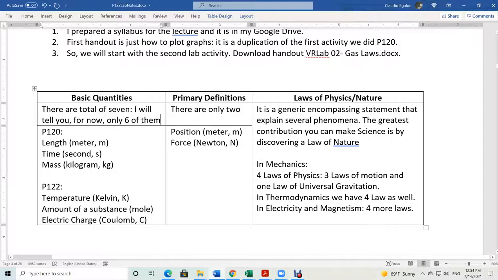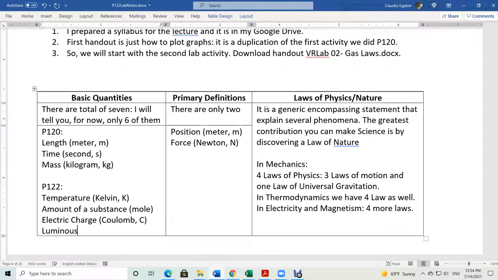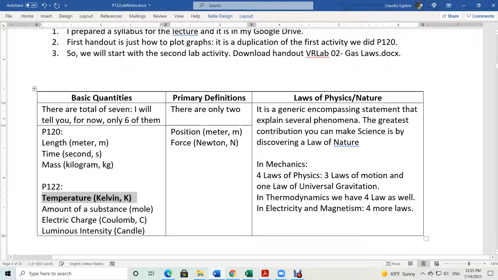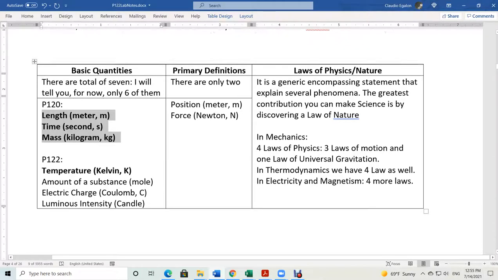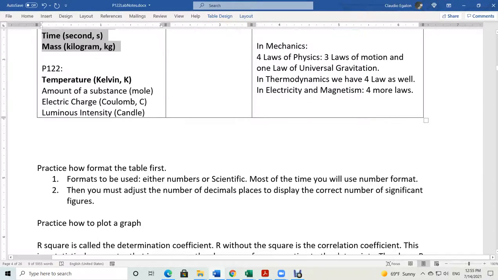The last one is the 7th one, luminous intensity. The unit of luminous intensity is the candle. Just the candle that you hold. But let's concentrate on those 4 for now, 1, 2, 3, 4, so you don't overwhelm yourself with too many definitions. Okay?